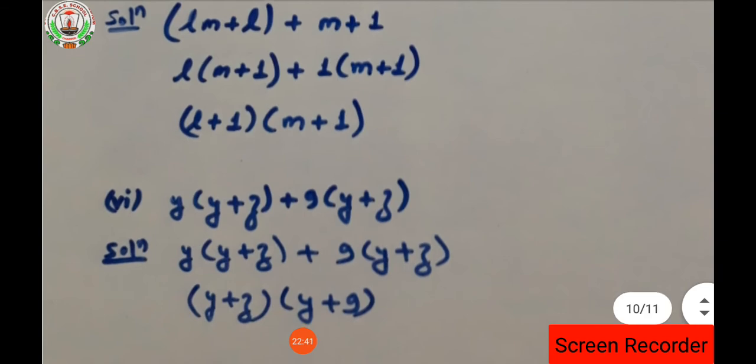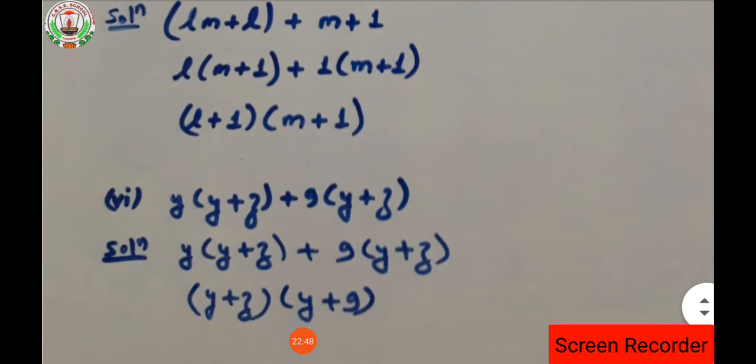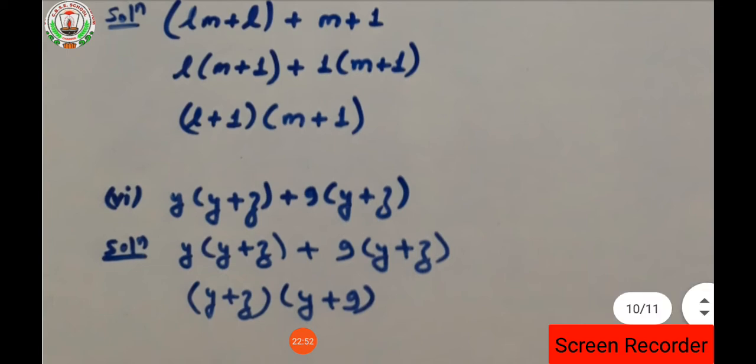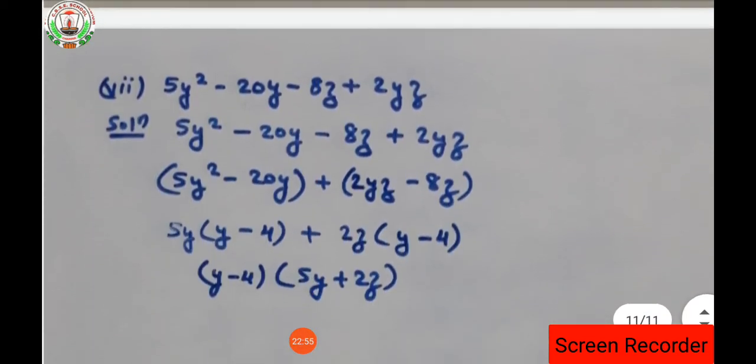Here you can easily say that y plus z is present in both the terms. It can be easily taken as a common. So what is the number left out inside the bracket? That is y plus 9. So y plus z into y plus 9 is the required answer.